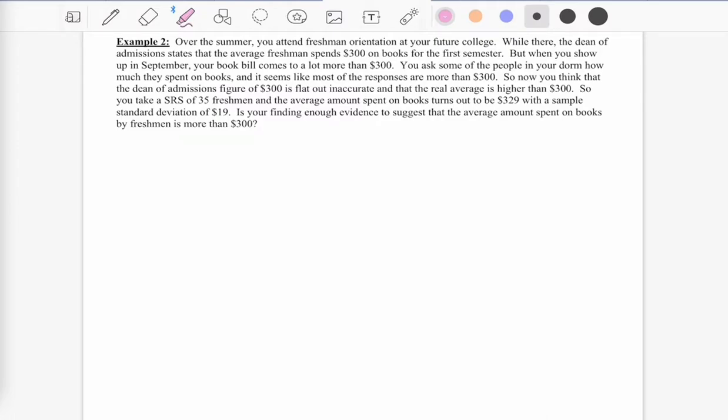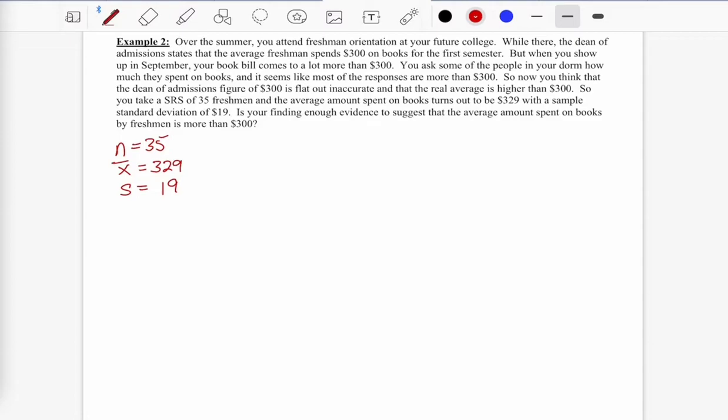You ask some of the people in your dorm how much they spent on books, and it seems like most of the responses are more than $300. So now you think the dean of admissions figure of $300 is flat out inaccurate, and that the real average is higher than $300. Okay. So you take a simple random sample of 35 individuals, 35 freshmen, and the average amount spent on the books. So 35 individuals, the average was 329 with a sample standard deviation of 19. All right, so that's the summary statistics that we have.